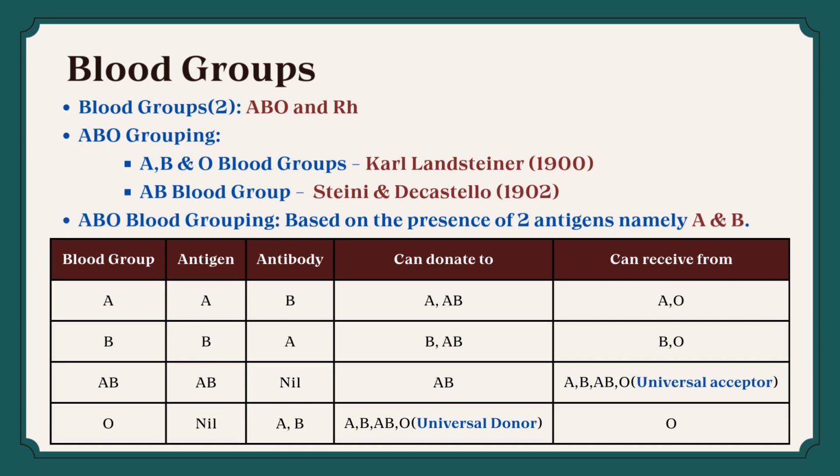Then O blood group. They have no antigen present in their RBC but they have antibody A and B in their plasma. They can donate their blood to A blood group, B blood group, AB blood group and O blood group. That's why they are known as universal donor. And they can receive blood only from the O blood group.